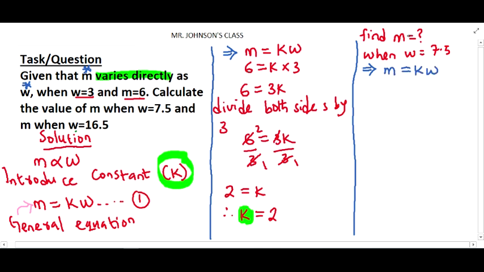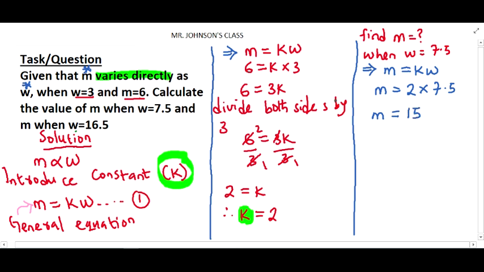That's the general equation. Now we're looking for M, so we don't know what M is, but we've solved and gotten the value of K. K is 2. So 2 multiplied by W, which is 7.5, and M is equal to 2 times 7.5, which is 15.